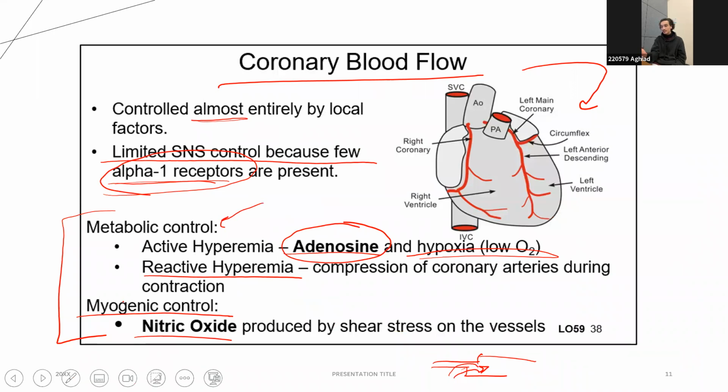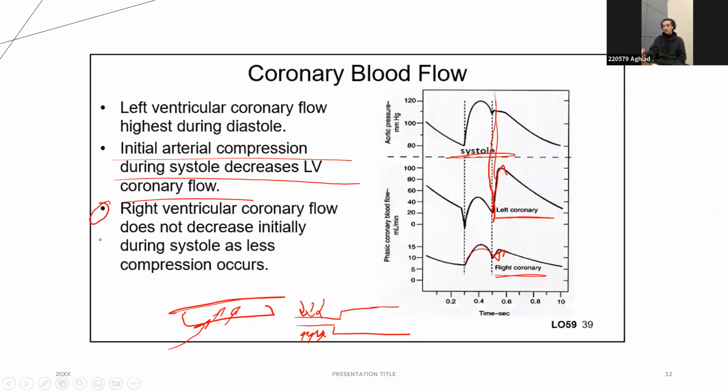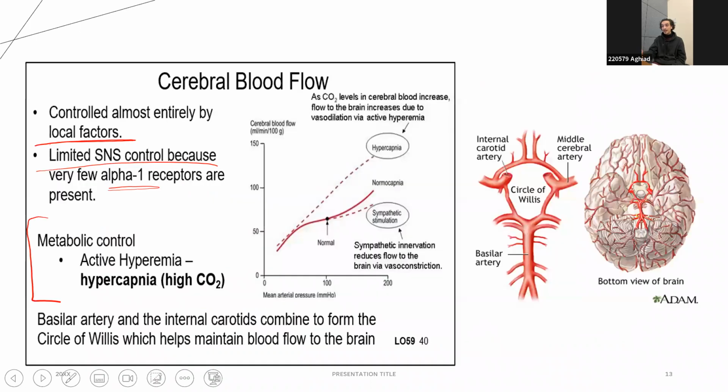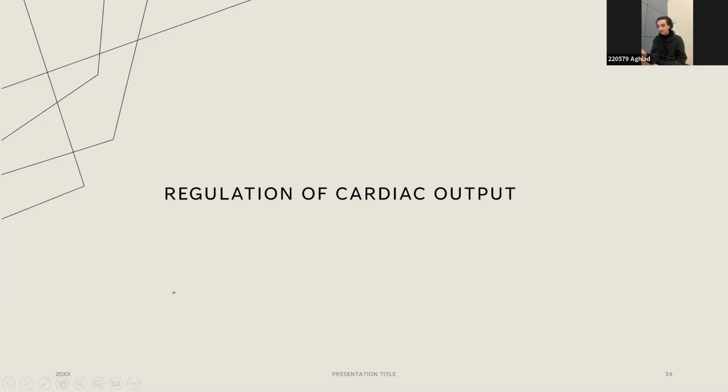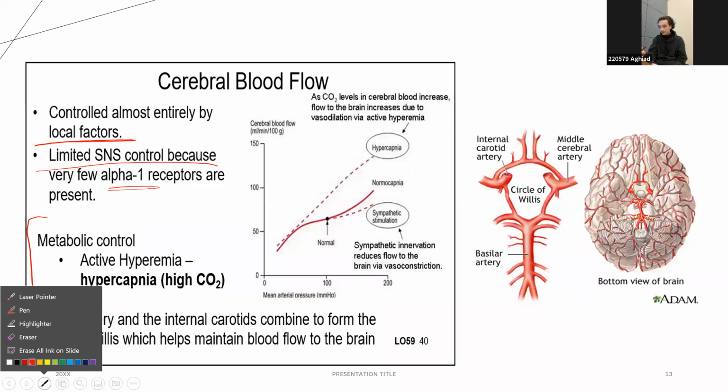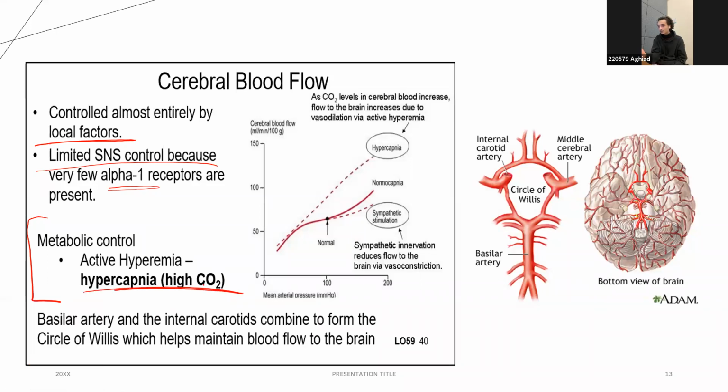But if you can see here, there's active hyperemia without reactive hyperemia. That is because the brain isn't pumping anything. It's just an organ. There is no contraction. But the active hyperemia induces extreme blood flow due to the accumulation of CO2.